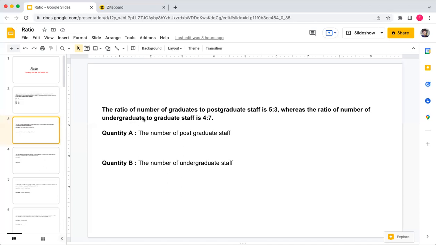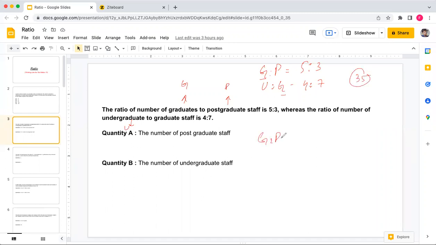Okay. The ratio of number of graduate to, let this be G and this be P, and a third one be U, right? And the thing is, we have G ratio P is equal to 5 ratio 3, and we have U ratio G equal to 4 ratio 7, right? So we have common G in both, and one is 5, one is 7. What is the LCM of these? That will be 35, right?